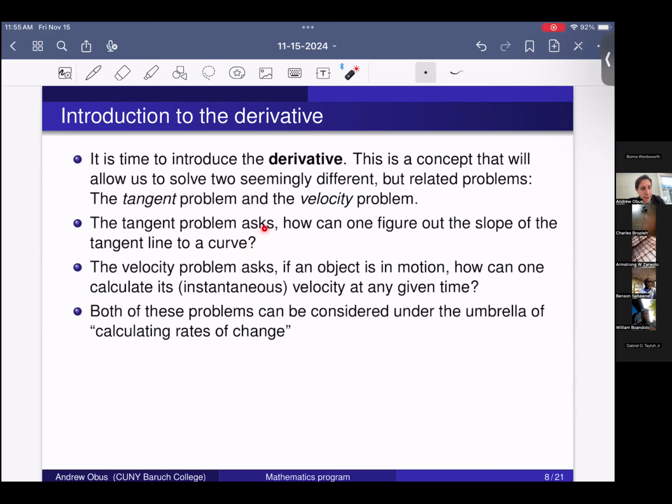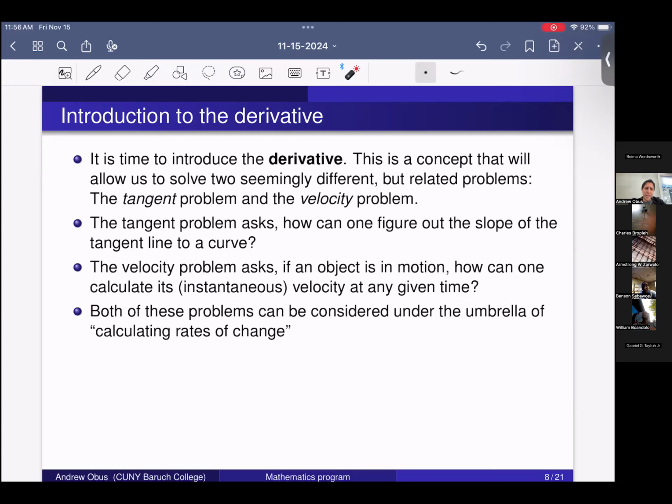Okay, so we'll draw pictures of that. And then the velocity problem asks, if an object is in motion, how can you calculate its velocity at any given time, right? I mean, it's one thing if the object is moving at a constant speed or a constant velocity. You know, if you're driving at 40 miles an hour, then that's your speed. It's 40 miles an hour. But if you're getting faster or slower, how do you know how fast you're going at exactly a given time, right? I mean, this is a question like, how does a car's speedometer work? A speedometer is supposed to tell you how fast you're going at a given time.